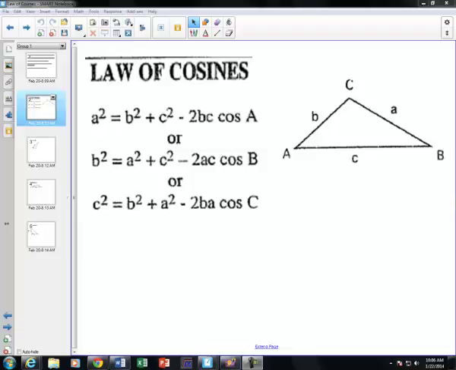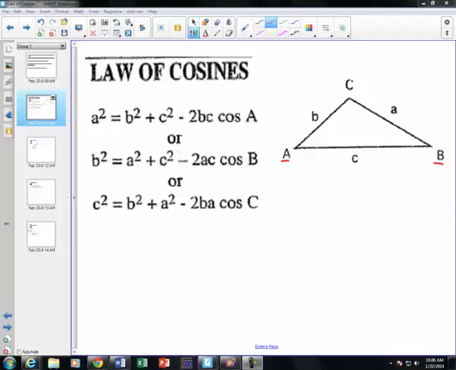So there's another law you can use when you're finding sides or angles in a triangle that's not a right triangle, and that is law of cosines. And here's what law of cosines says. You have 3 different formulas to choose from, and we're going to choose these formulas based on the information that we are given. So a squared equals b squared plus c squared minus 2bc times cosine A, and so on and so on. Same thing as law of sines.